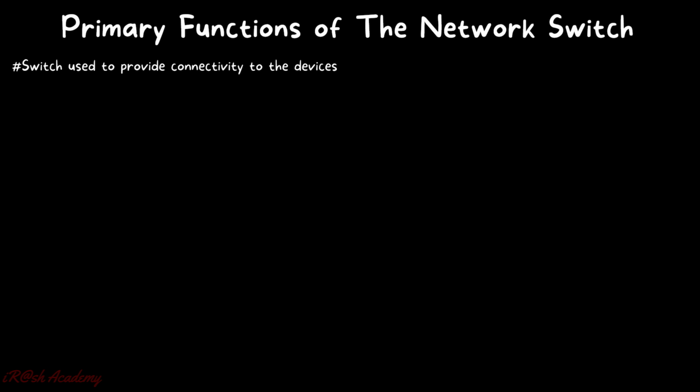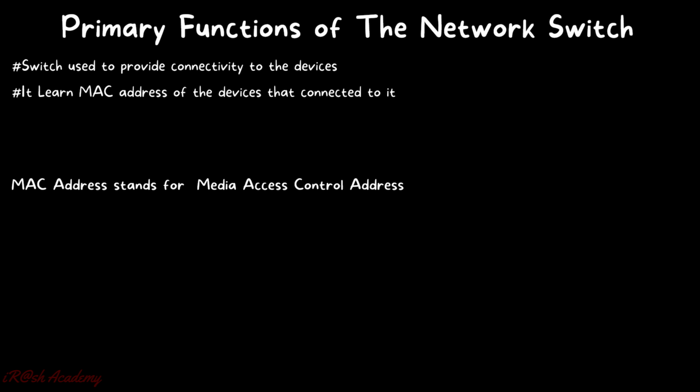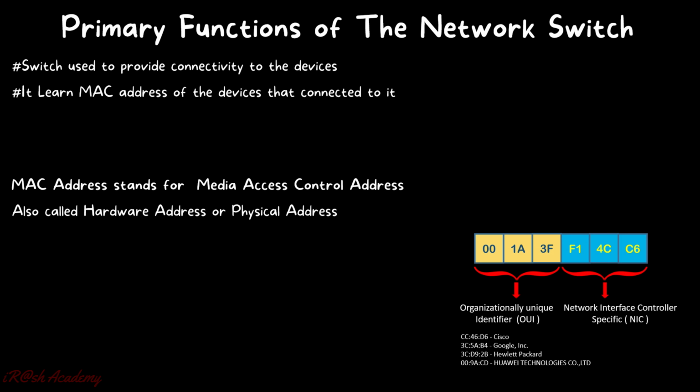Now another function of the network switch is that it learns the MAC address of the devices that are connected to it. You may be wondering how the network switch sends the traffic from source to destination. That is with the help of the MAC address or physical address. MAC address stands for Media Access Control address. It is also called hardware address or physical address. A MAC address looks like this. It is a 64-bit alphanumeric address.